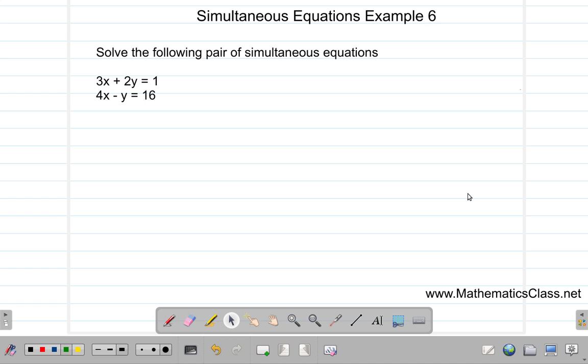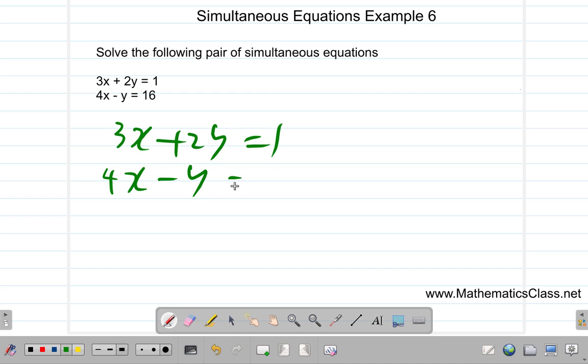Alright, you paused the video. You did the question. What did you get for x and what did you get for y? We see how this works out. We have 3x plus 2y equals 1, 4x minus y equals 16. Now, we call this equation 1 and this equation 2.